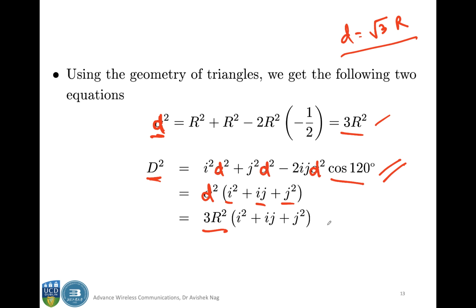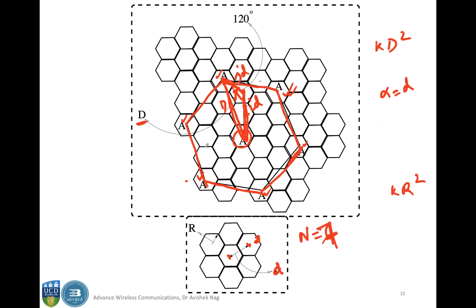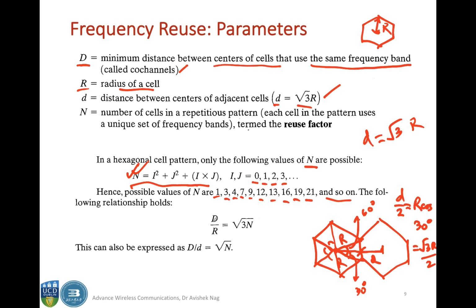So therefore, from here you can say, and again, if you go back here, D by R is basically square root of 3n. I will prove this later in a discussion class maybe. I leave it to you as an exercise that D by R is square root of 3 times n. You can find it out by looking on the internet. I will also prove it in a later discussion class. Right now I leave it as an exercise.